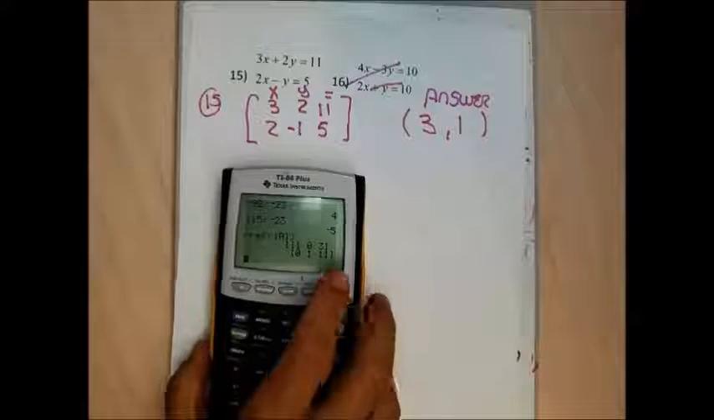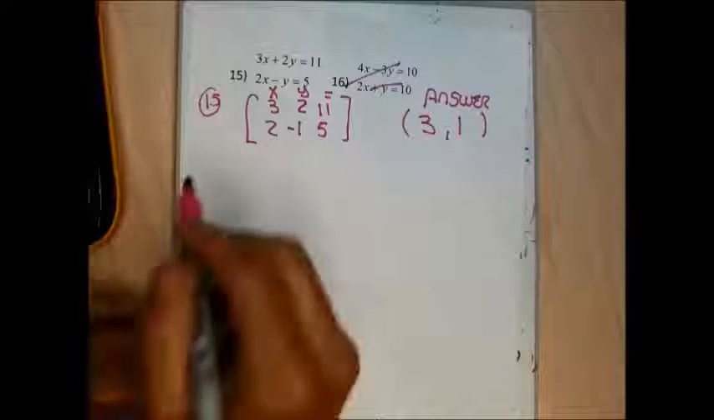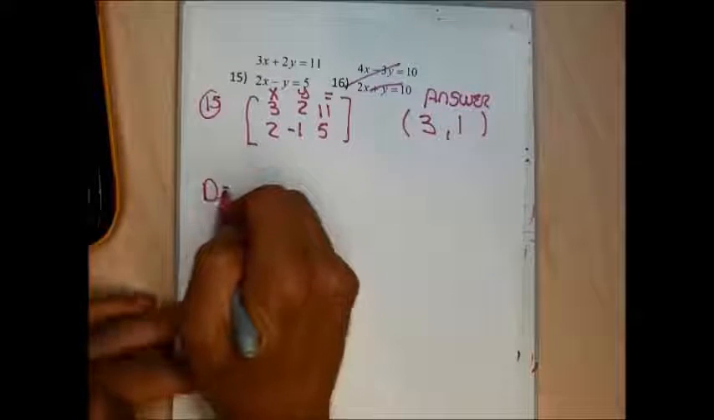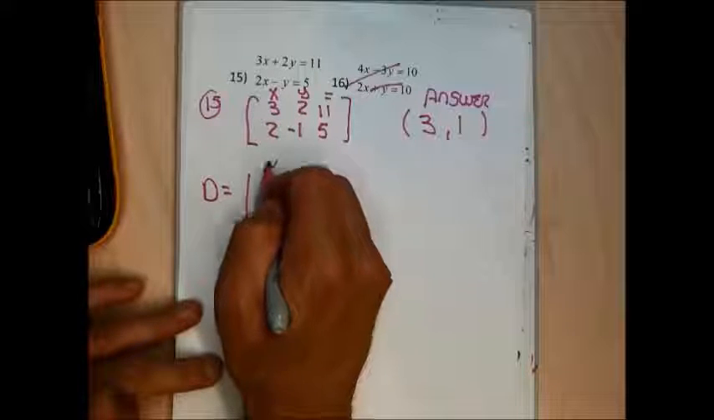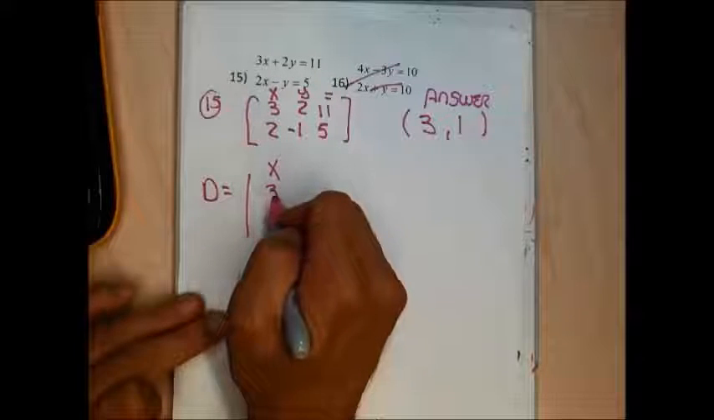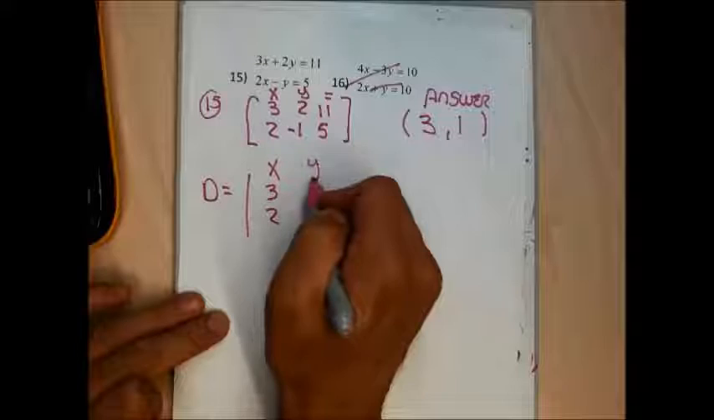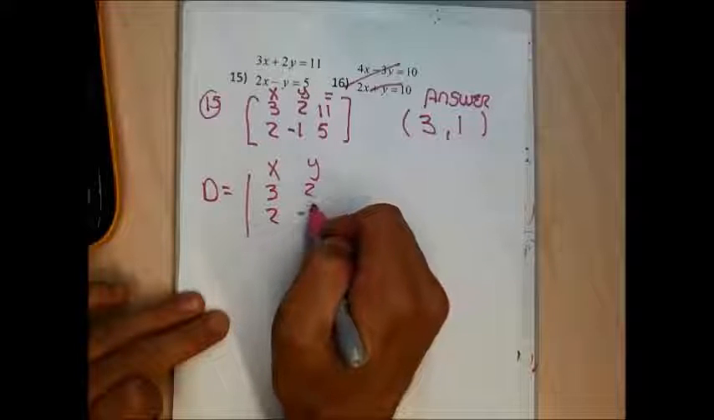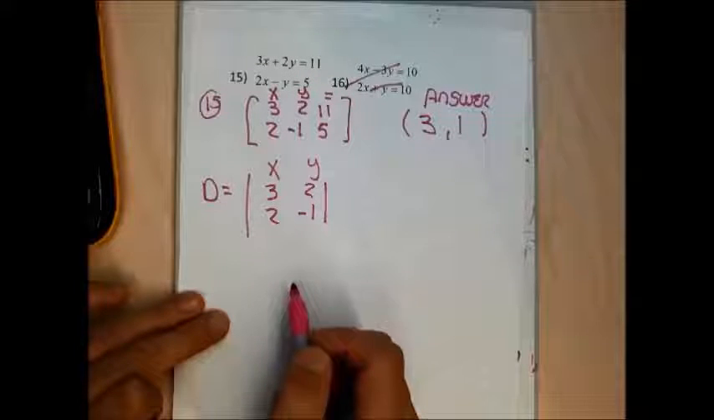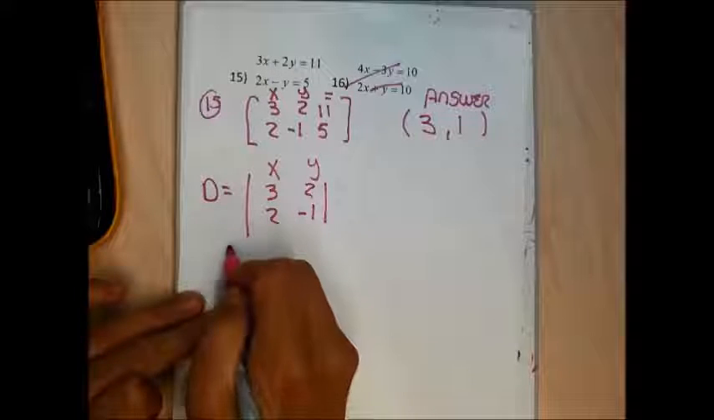Got to do it by Cramer's Rule. Cramer's Rule wants 3 determinants. The determinant D has the numbers from the x column first, which are 3 and 2, then the numbers from the y column, which are 2 and negative 1. I can figure out that D by hand by cross-multiplying down.